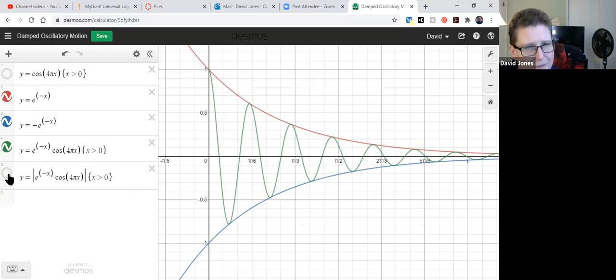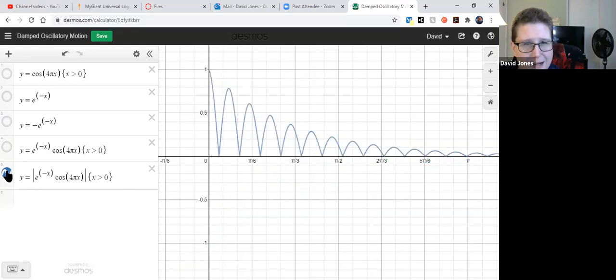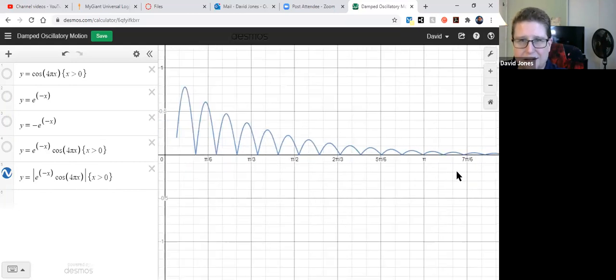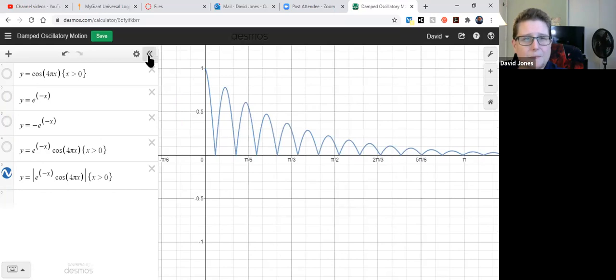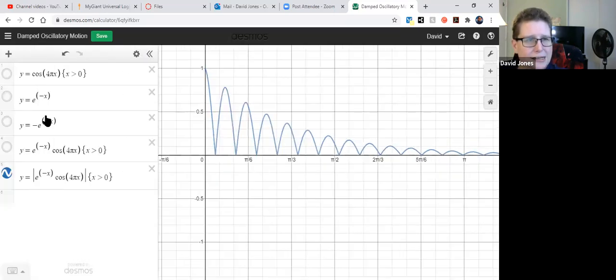Why do I have the absolute value in here? What's that doing? I did this for a reason. Oh, this is like the distance from the center. Or a bouncing ball. Bounce, bounce, bounce, and it's slowly the bouncing drifts down to nothing. So that's damped oscillatory motion.